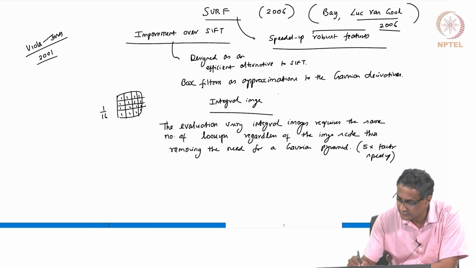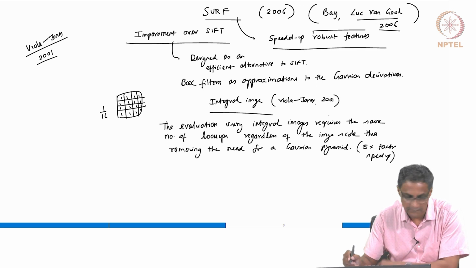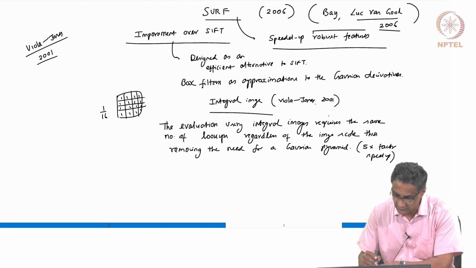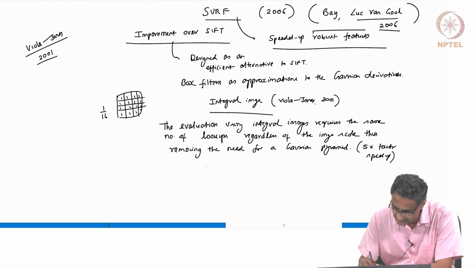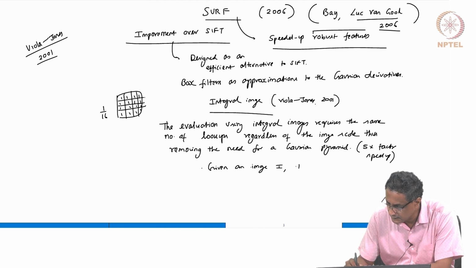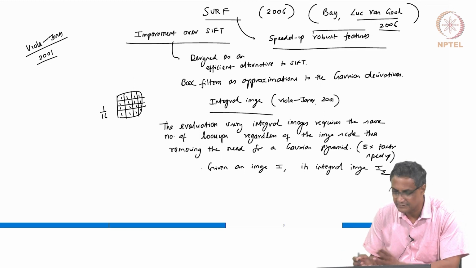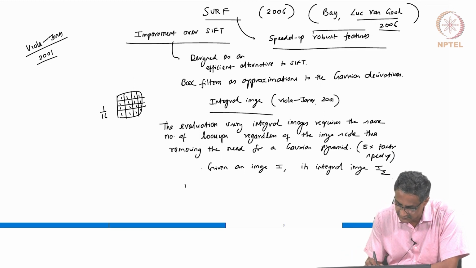Okay, so this integral image comes from the Viola Jones paper, 2001. These people did a lot more work after that to show how it can be done. Let's now talk about what an integral image is. Given an image I, its integral image, suppose I call it I sigma, that's the sum image, or integral is like sum, so I call it summation, I sigma.